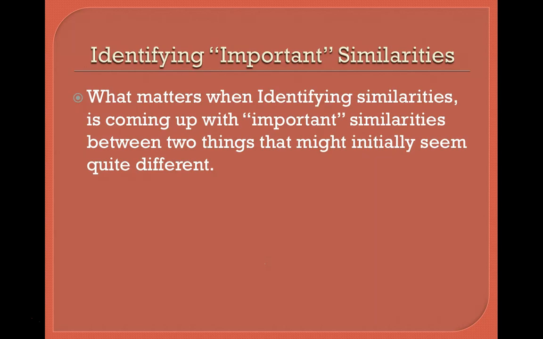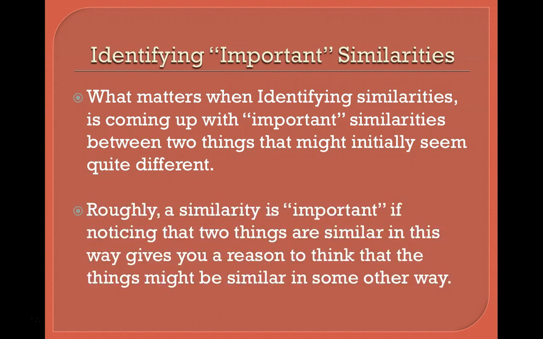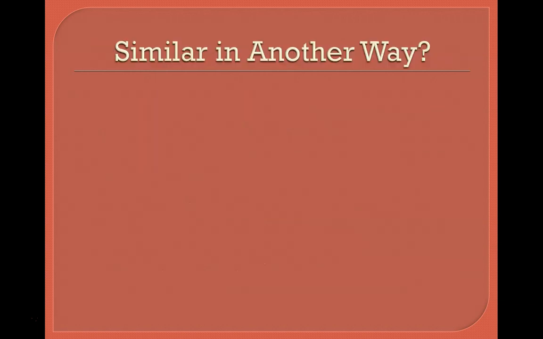When you're identifying similarities, what matters is coming up with important similarities between two things that might initially seem quite different. Roughly, a similarity is important if noticing that the two things are similar in this way gives you a reason to think that the things might be similar in some other way.